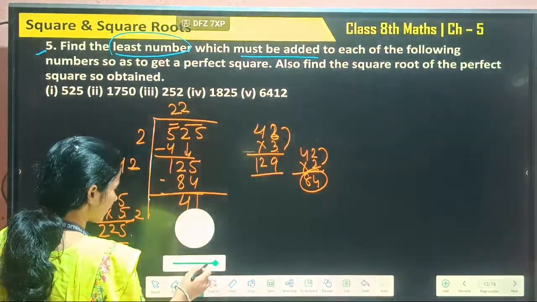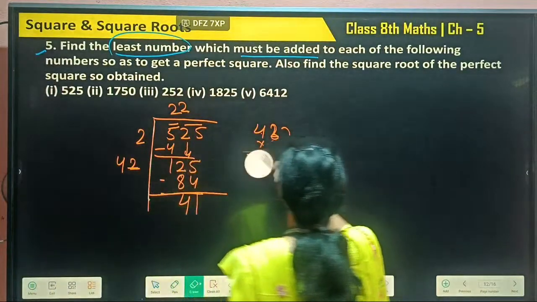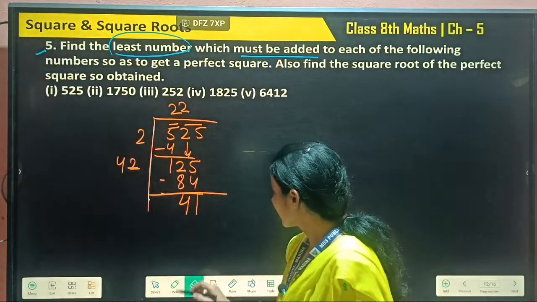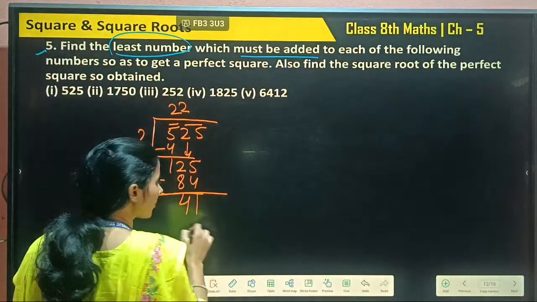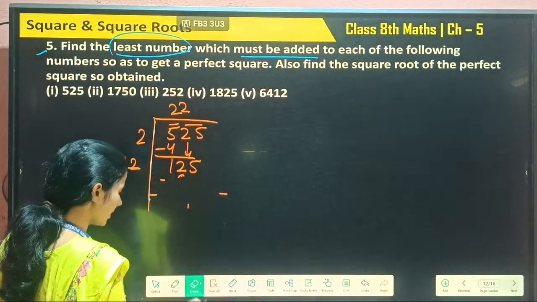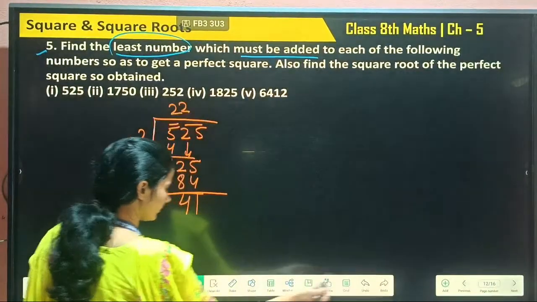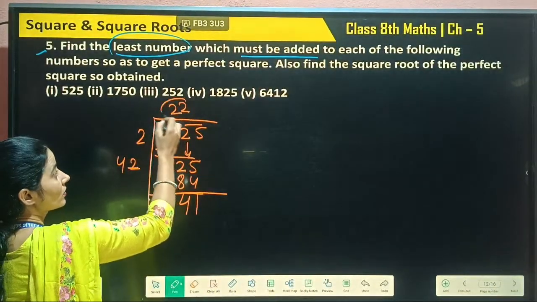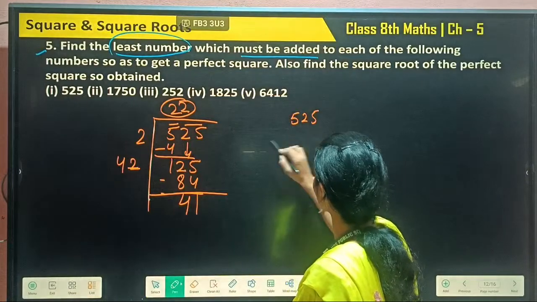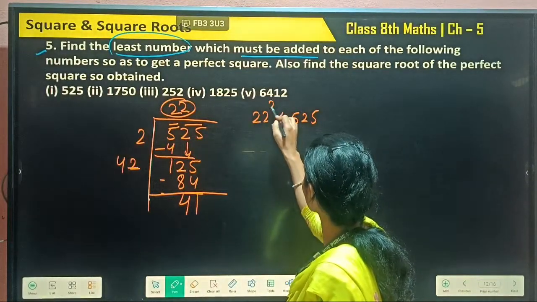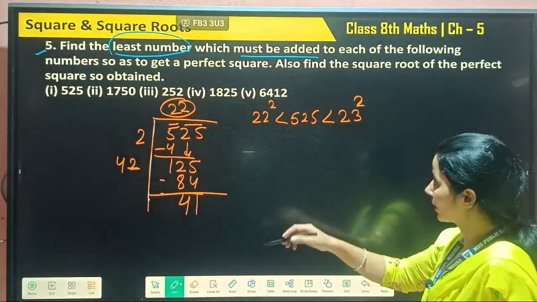Now see. The question is, what must be added to this number? If it was a perfect square of 22, then the remainder must be 0. But the remainder is there, which means its square is more than 22 square. So this 525 lies between 22 square and 23 square.